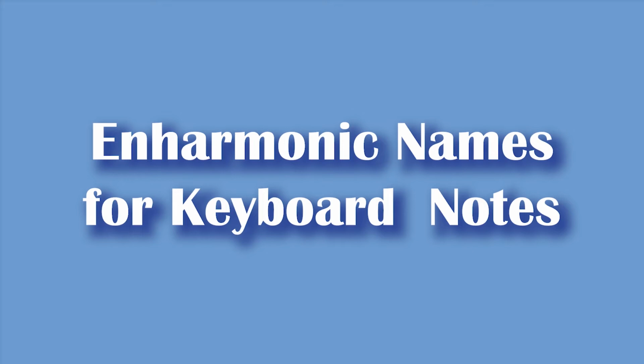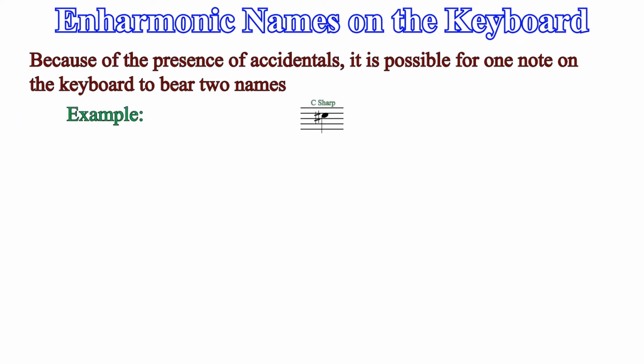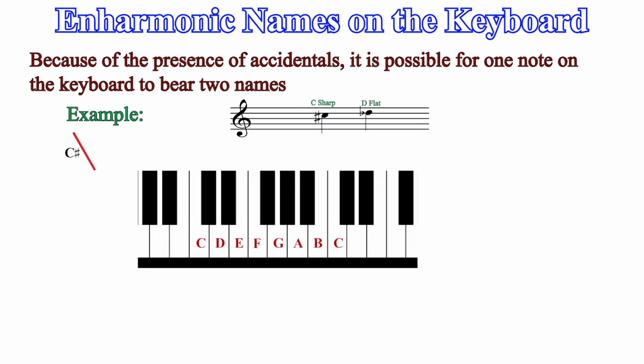The first one is enharmonic names for keyboard notes. Because of the presence of accidentals, it is possible for one key on the keyboard to bear two names. For example, if C is raised by a semitone, it becomes C sharp. Also, if D is lowered by a semitone, it becomes D flat. On the keyboard, C sharp is the black note immediately to the left of D. Thus, C sharp is exactly the same as D flat.